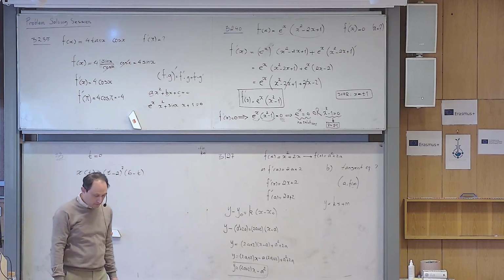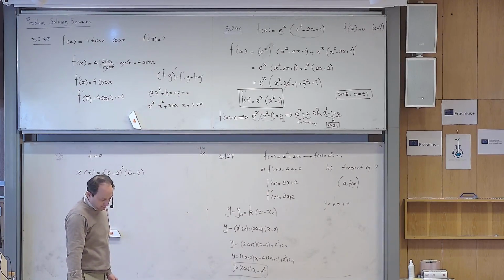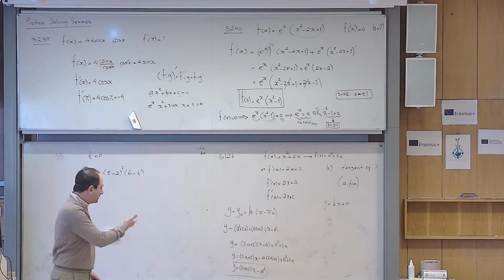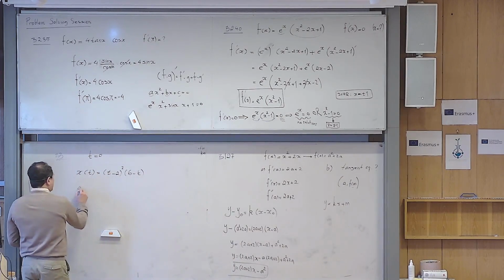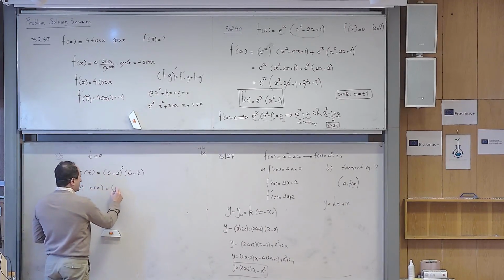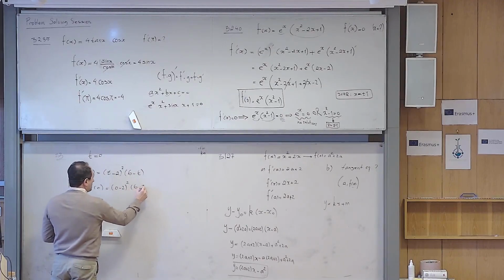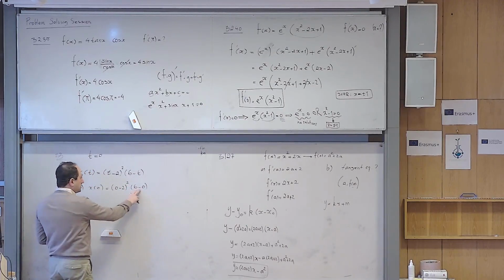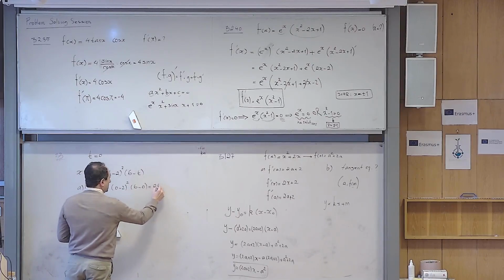Okay, then number 1. Where on the line does Linus lie at the initial time? Yeah, that's very simple, isn't it? You just put t is 0. And then you find 0 minus 2 squared and then 6 minus 0. So this is 6 and this is 4, so it becomes 24.